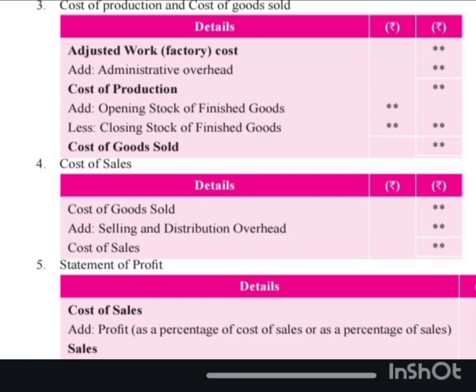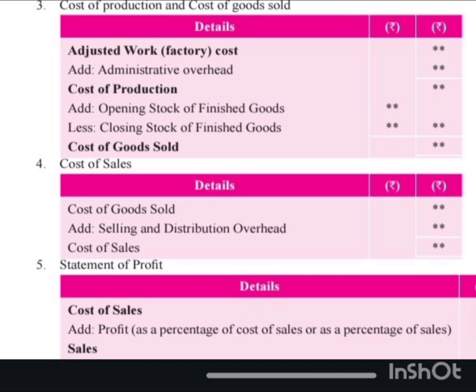Okay, the next one is cost of production. Now we add administration overheads related to production, like we can say salaries of production managers or office supplies used in the factory, to the works cost. So to the works cost we are going to add administration overheads, and this gives us the cost of production.